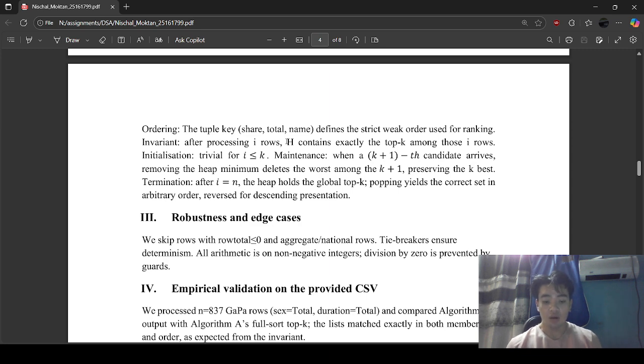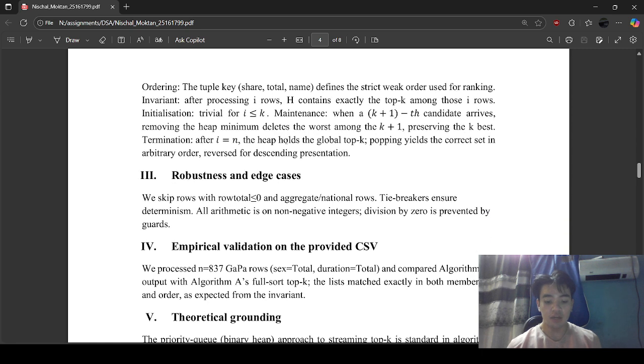For the maintenance, if a new item arrives at k plus 1 or later, we insert it, making k plus 1, then remove the minimum, which is by definition the worst among the k plus 1. So the remaining k are the best. After n rows, the heap holds the overall global top k. This matches the ordering defined by the key.